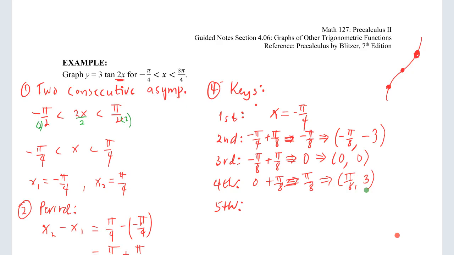All right. And so now the last key here would be definitely our key points, but I'll continue adding that increment pi over 8. So pi over 8 plus pi over 8, we know this is 2 pi over 8. In simplified form, this is pi over 4, which is the second asymptote, at x equals pi over 4. Which makes sense, isn't it? The second asymptote here is pi over 4, which complements our fifth key.